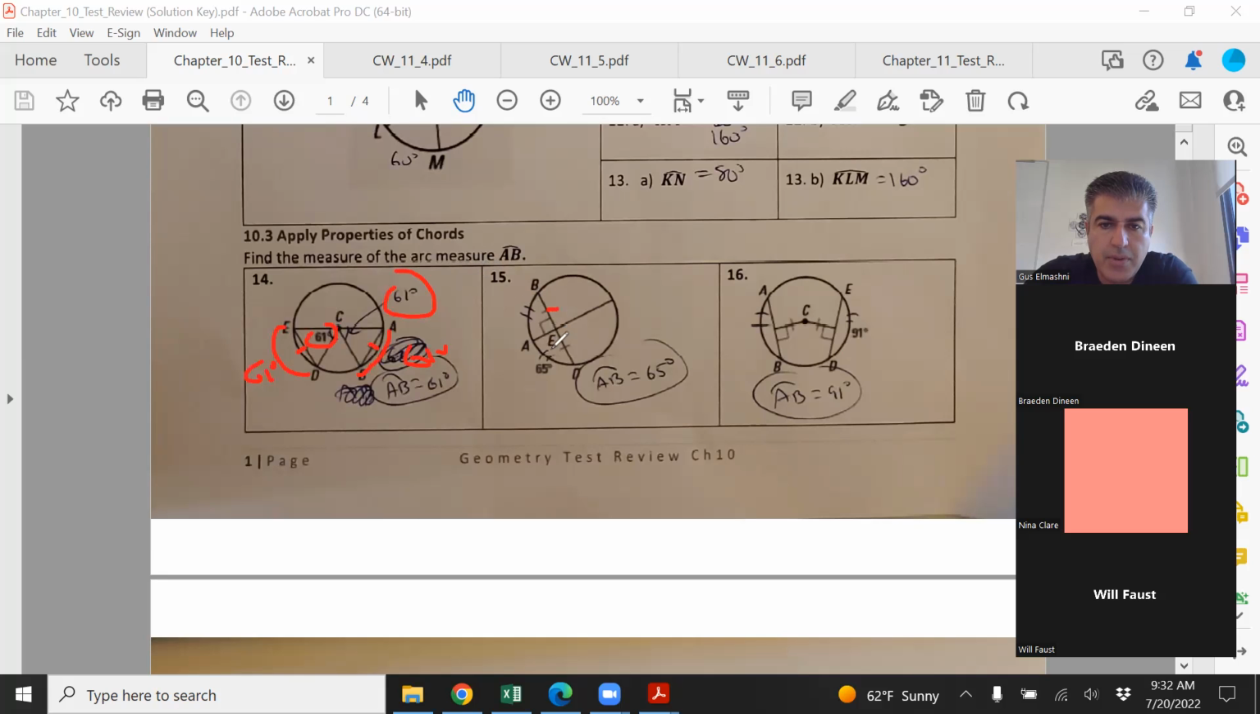Here again, you got two congruent chords. So you have two congruent arcs. If that's 65, that's 65.